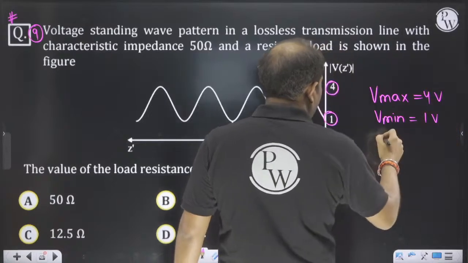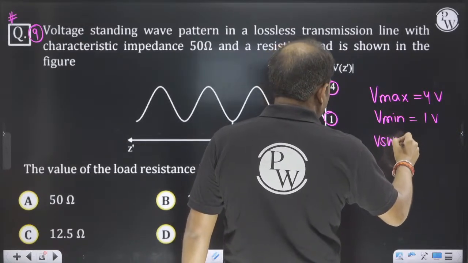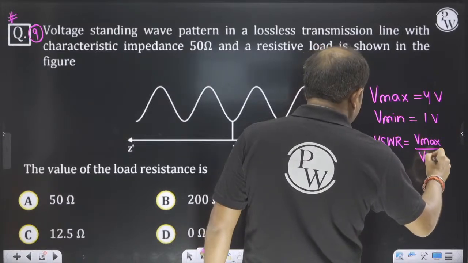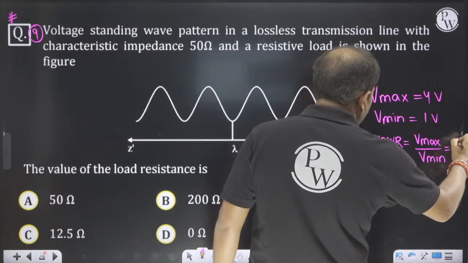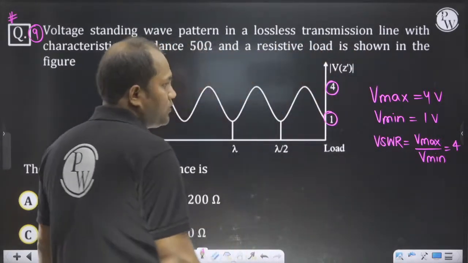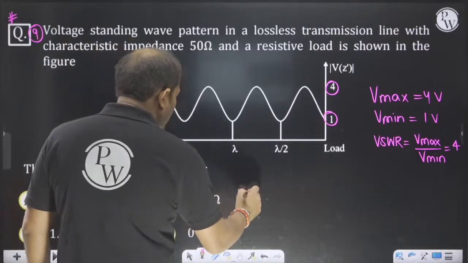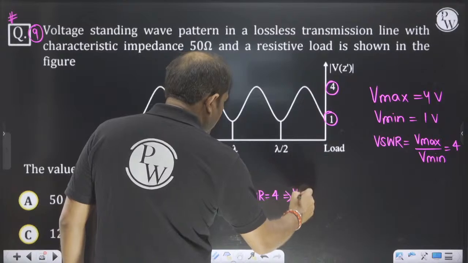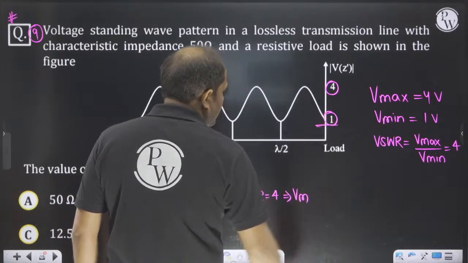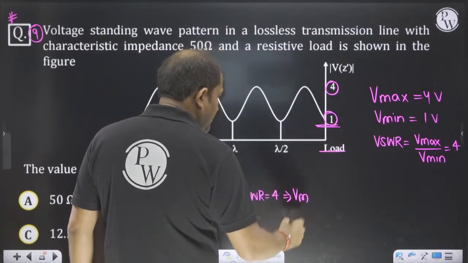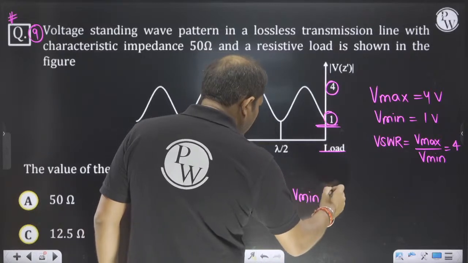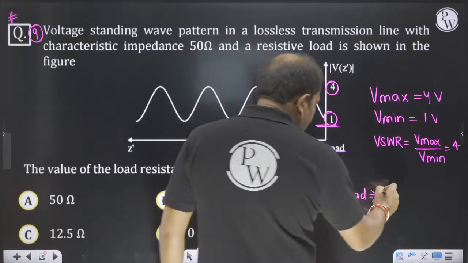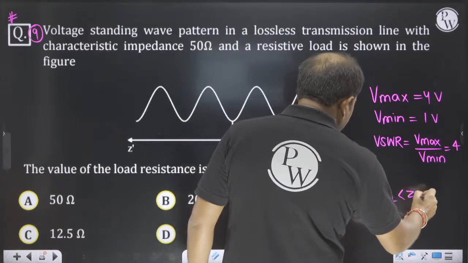So what is VSWR? VSWR is Vmax upon Vmin. Vmax is 4, Vmin is 1, so VSWR is 4. Then we have Vmin at load. At load there is Vmin, so ZL is less than Z0.